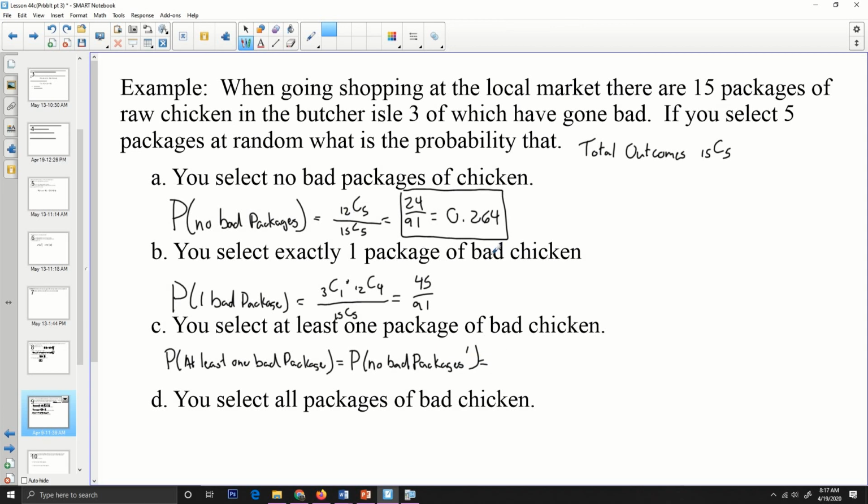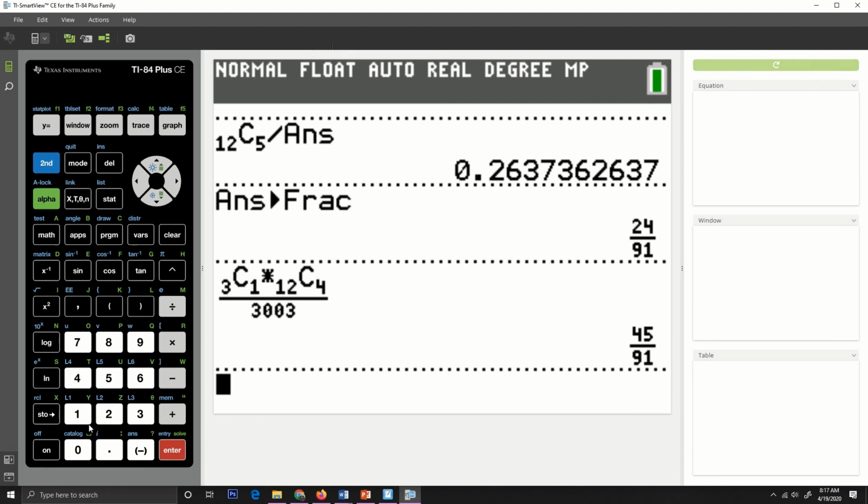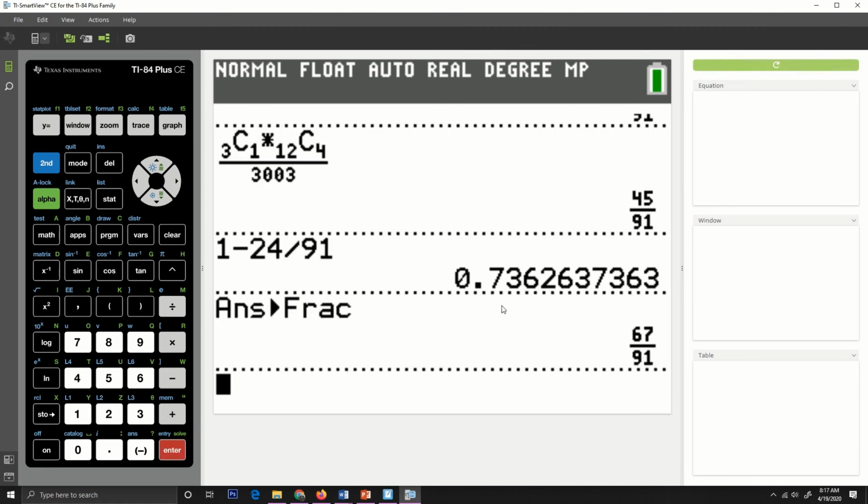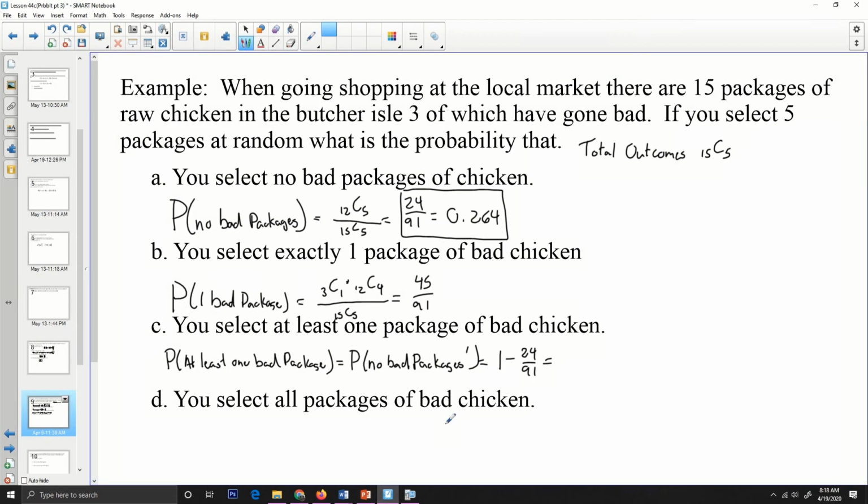So all we would have to do is go 1 minus this thing, 24 over 91. 1 minus 24 divided by 91. We'll get the decimal value, and we'll get the fraction value as well. So the probability that you'd get at least one bad package out of that bunch is 73.6%. I think I'm going to leave that one alone.